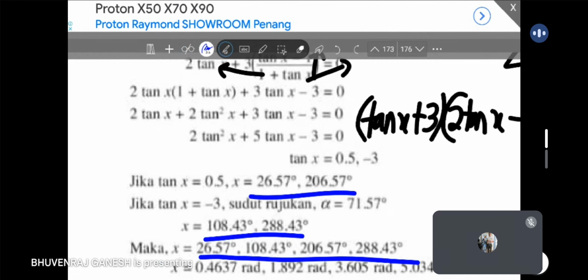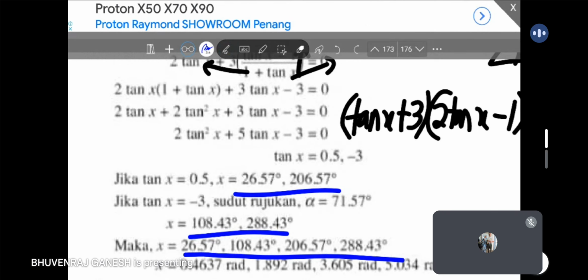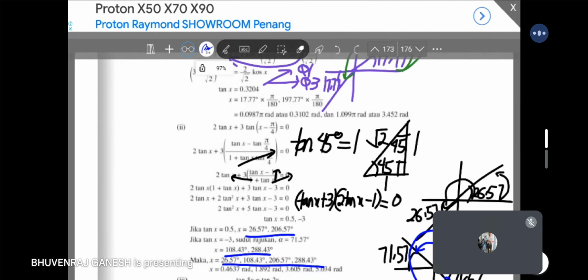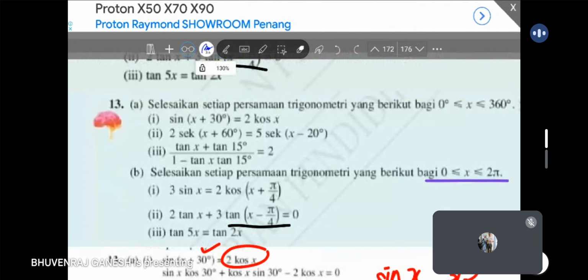So you arrange in ascending order, susun dalam urutan menaik dan tukarkan darjah kepada radian. Just convert all your answers to radian format. So this is your answers. And then for question 3, soalan ketiga. So this one, you notice that, soalan ketiga is this one.